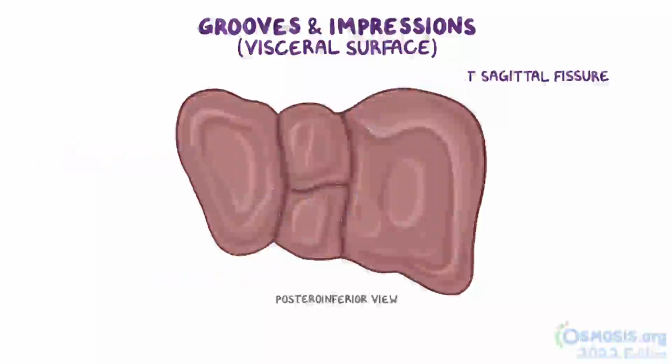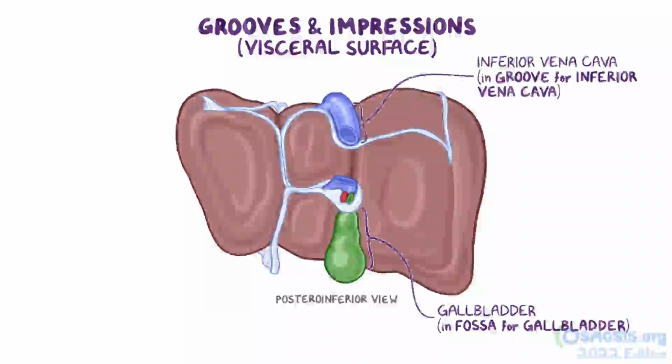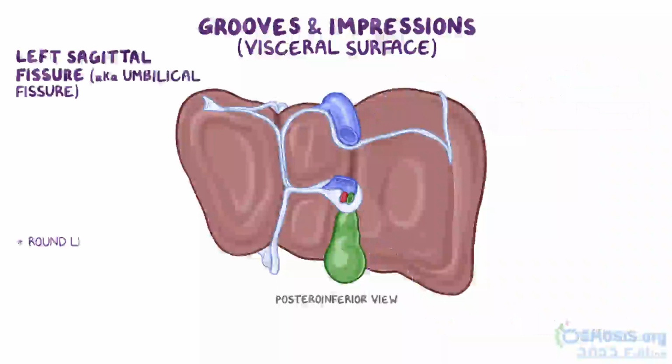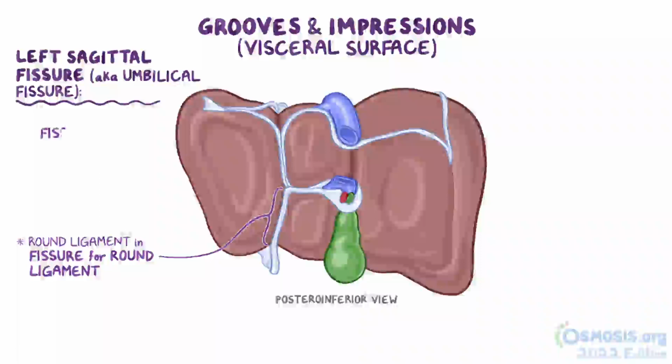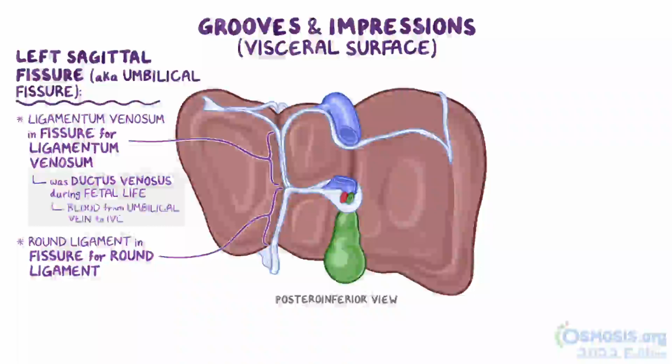The right sagittal fissure contains a fossa for the gallbladder anteriorly, and it continues as the groove for the inferior vena cava along the posterior surface. The groove for the inferior vena cava also extends into the diaphragmatic surface of the liver. The left sagittal fissure, also known as the umbilical fissure, contains the fissure for the round ligament anteriorly and continues posteriorly with a fissure for the ligamentum venosum. The ligamentum venosum was actually called the ductus venosus during fetal life, and its role was to shunt blood from the umbilical vein to the inferior vena cava, bypassing the fetal liver.